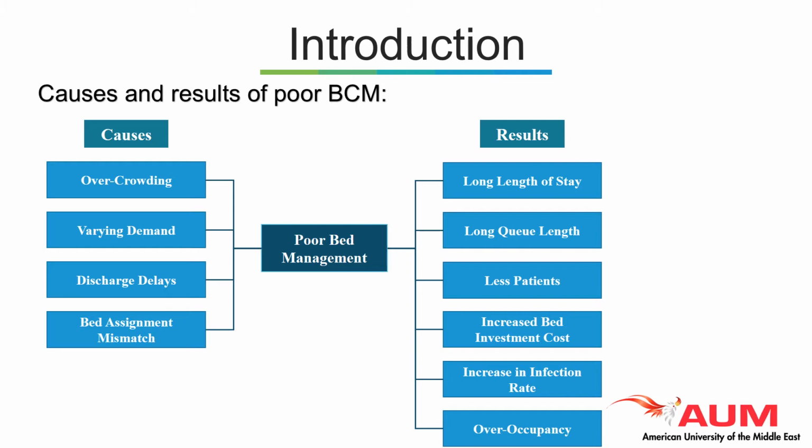Let me introduce you to the causes and results of poor bed management. For example, the causes are overcrowding, varying demand, discharge delays, and bed assignment mismatch. This causes poor bed management, which results in long length of stay, long queue length, fewer patients, increased bed investment cost, and an increase in infection rate.